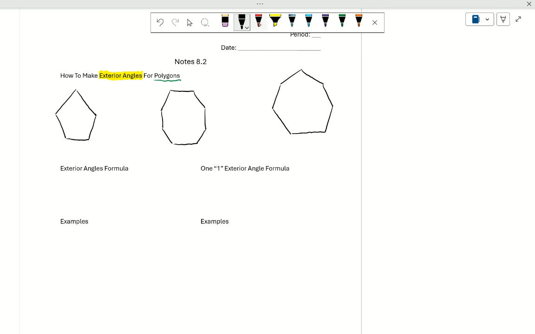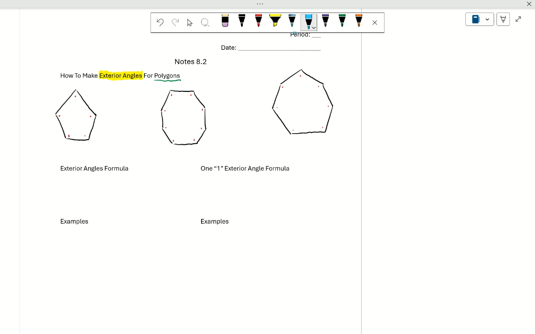All right, so how do you make exterior angles? So we've got interior angles, and the interior angles would be all the angles where the red dots are. So in every one of these shapes here, the red dots indicate an interior angle. Okay, but in 8.2, we're talking about exterior angles, angles on the outside. And here's how you make exterior angles.